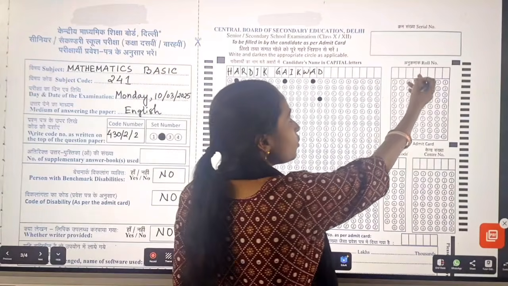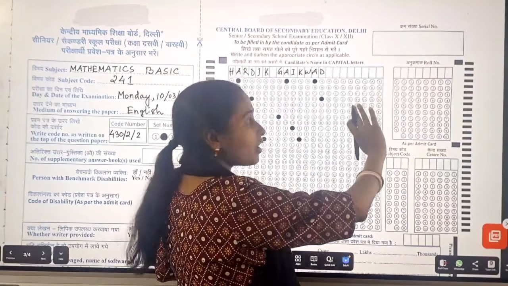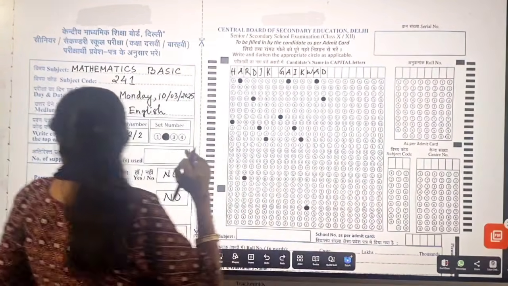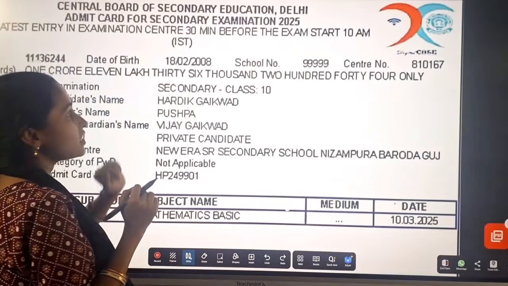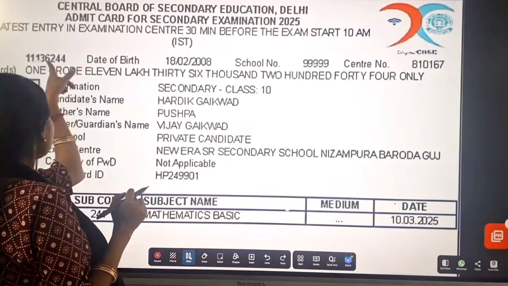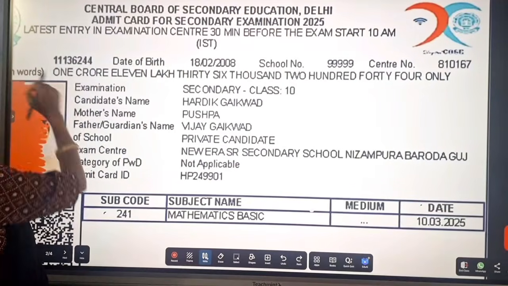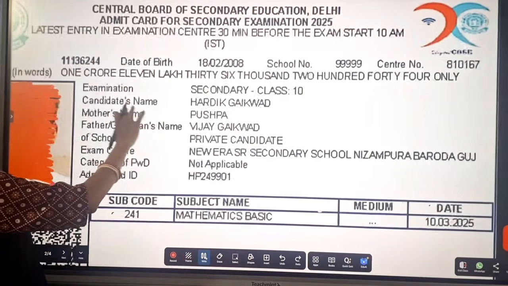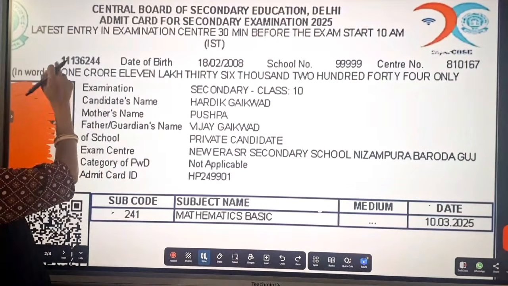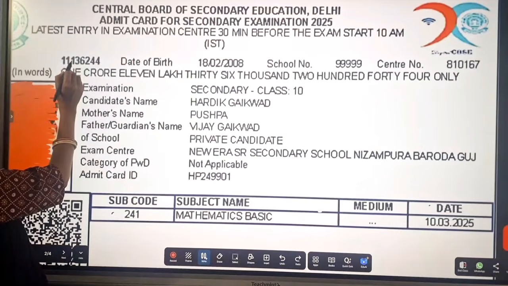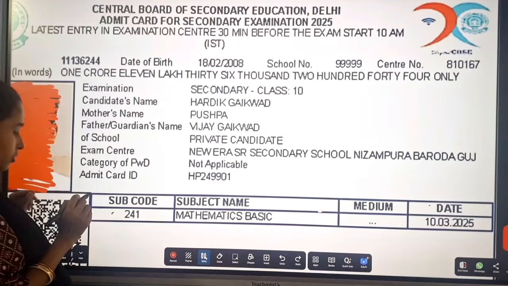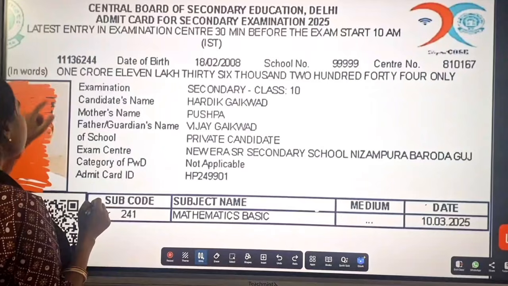After that, we will go here. What is written? Roll number. Now the same roll number you will write from the admit card. In your admit card, see, the roll number is written. This one is the roll number, 11136244. Okay, so the same roll number we are going to write here.